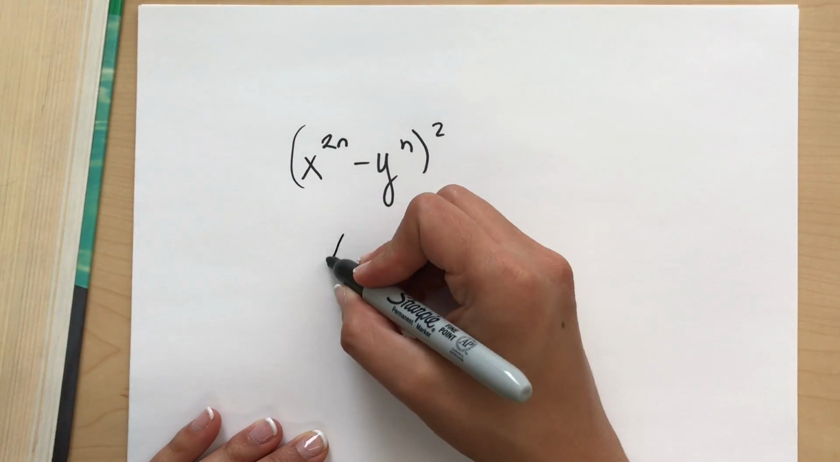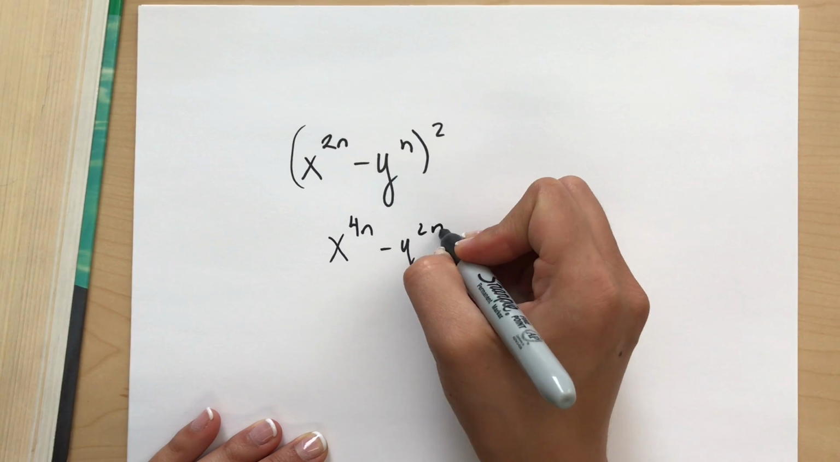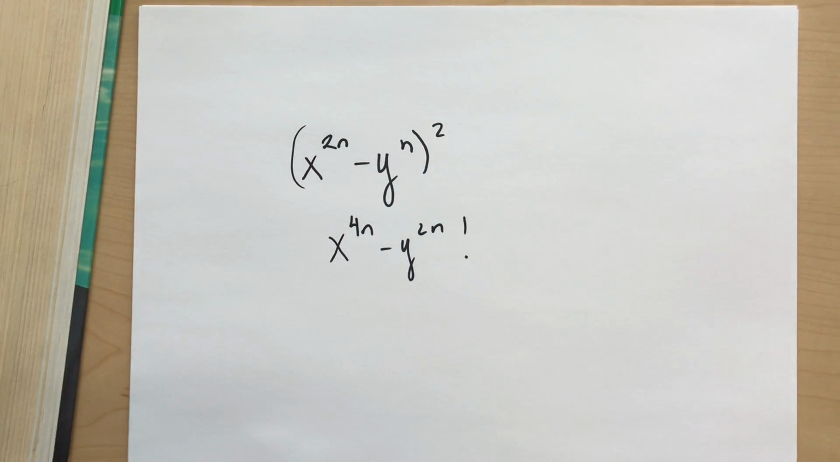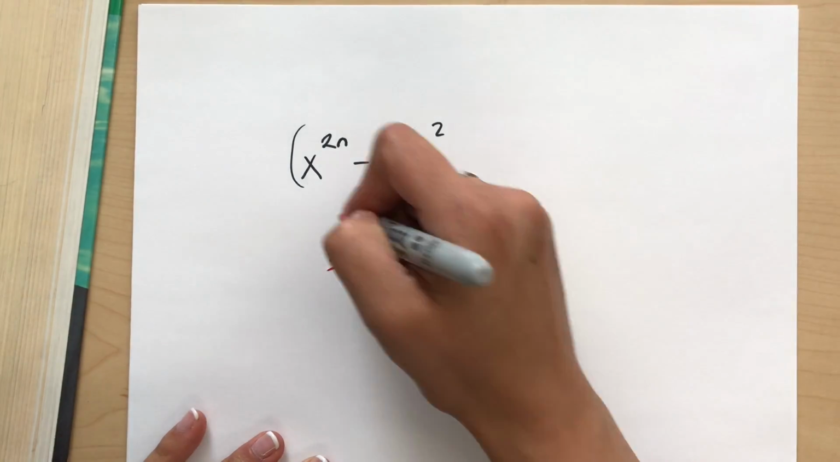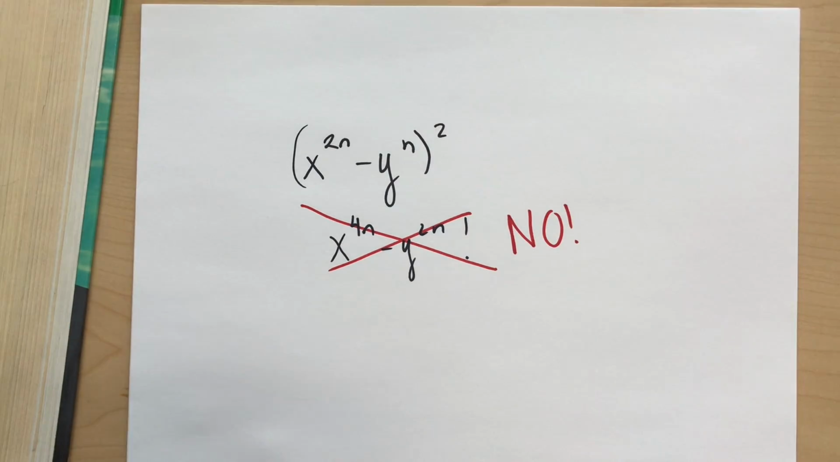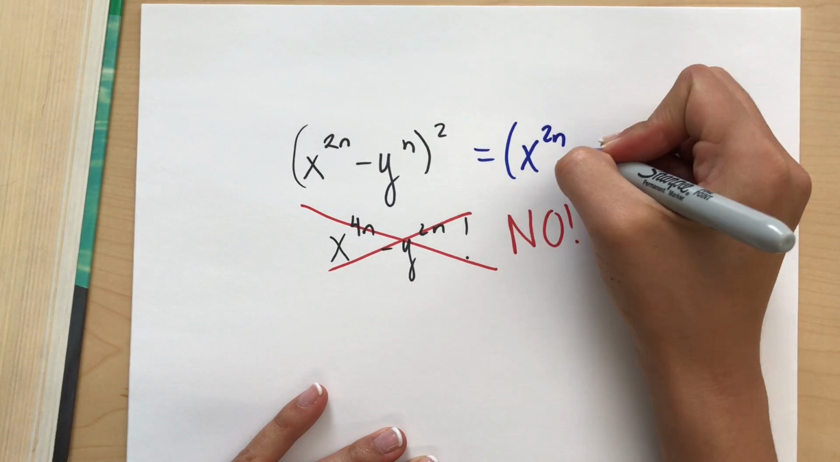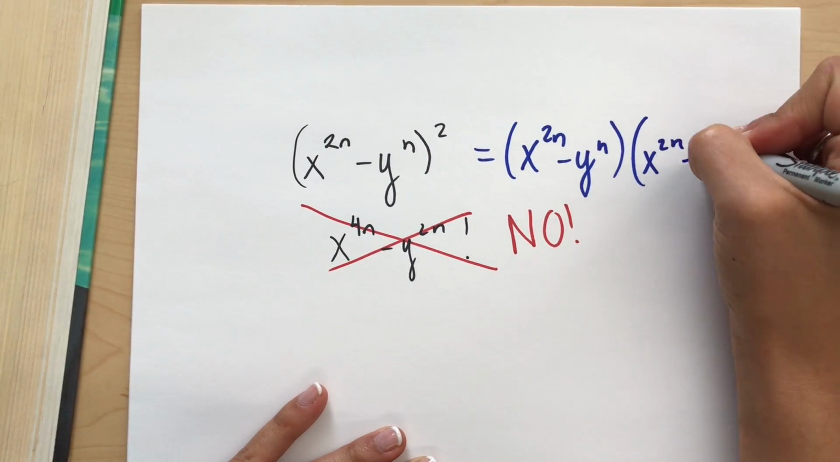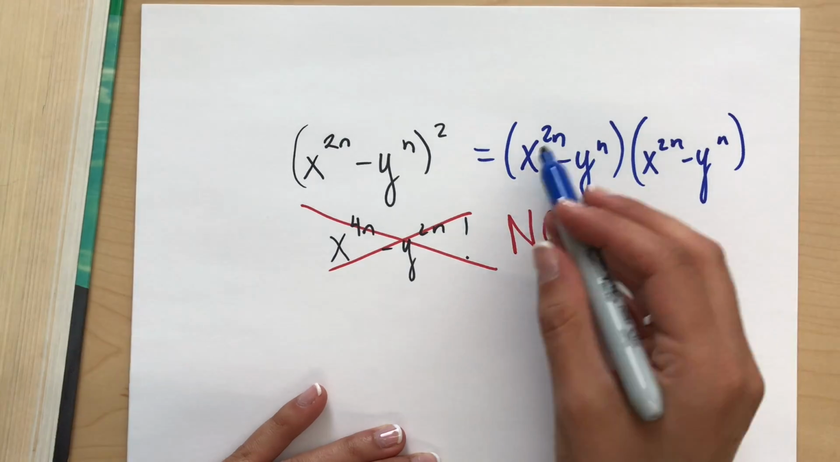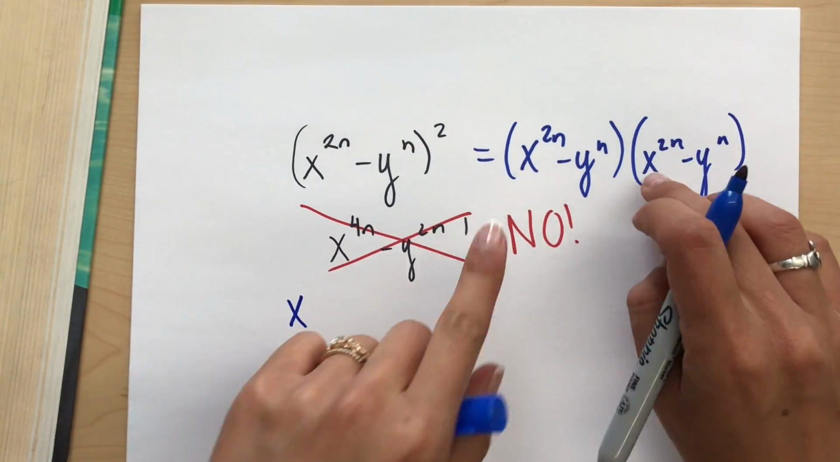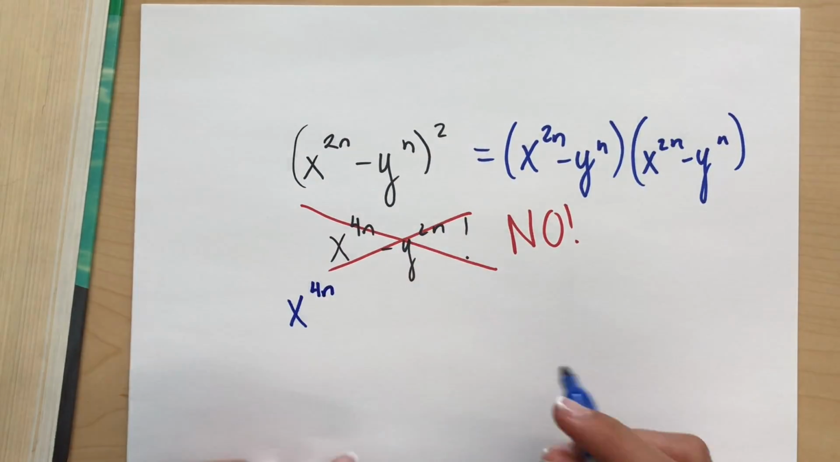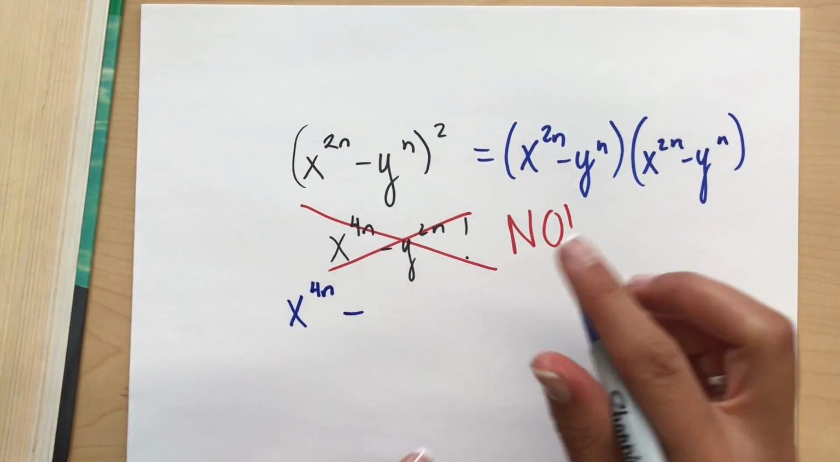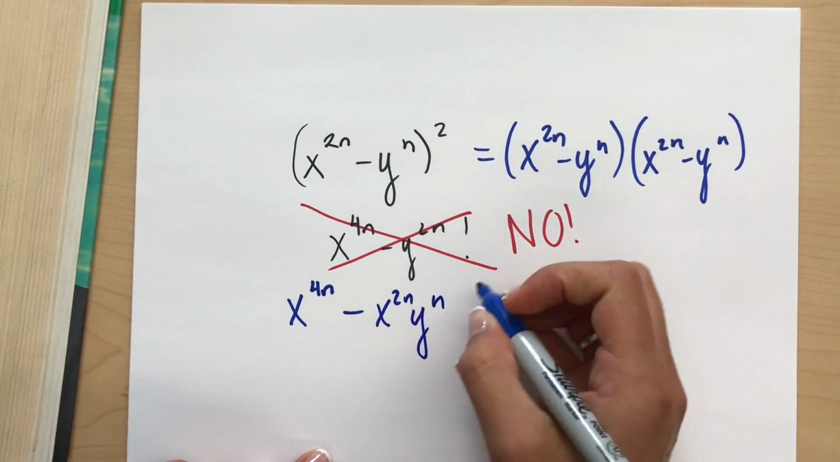We have x to the 2n minus y to the n, and that's all squared. You might say, yes, I just make it x to the 4n minus y to the 2n. No, we cannot do that. We cannot distribute a square when we have a plus sign or a minus sign in between terms. So what this really is is x to the 2n minus y to the n, times itself. We're going to distribute by doing first, outside, inside, last. I always spell FOIL wrong.